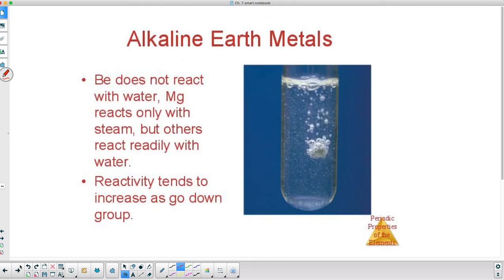Okay, Be does not react with water, but as you go down the group, Mg, Ca, Ba, and Ra all react readily with water. Some of them, towards the bottom, will react with cold water, which does make a difference, whether the temperature of the water is cold or hot. Reactivity tends to increase as you go down the group, which is why the hydroxides of alkaline earth metals tend to be more soluble at the bottom. Magnesium hydroxide, not quite so much, but calcium, strontium, and barium are all readily soluble with water.